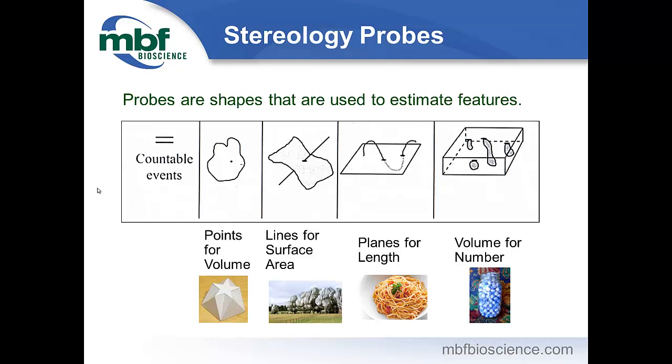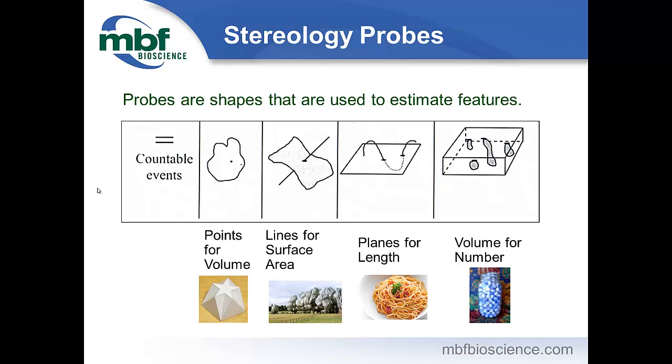If we work our way right again, above the picture of the spaghetti is an example of how we could use planes, segments of planes, to probe for length. So we put the planes down, that's the geometrical shape you're probing with. We count the intersections of the string, that could be a fiber or a blood vessel whose length we're trying to estimate. The more events or intersections you get, the longer the strings are.